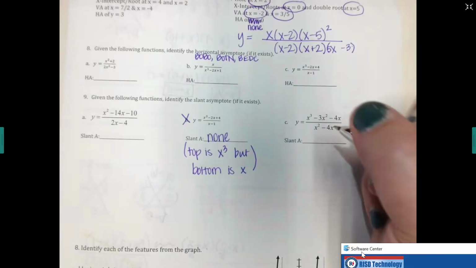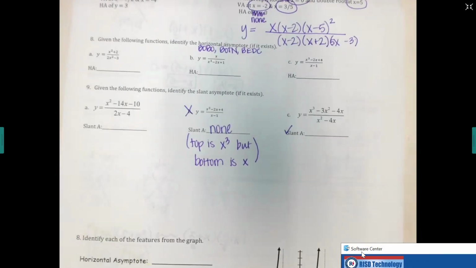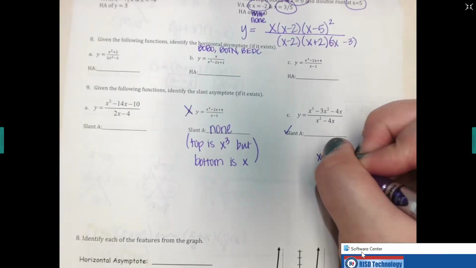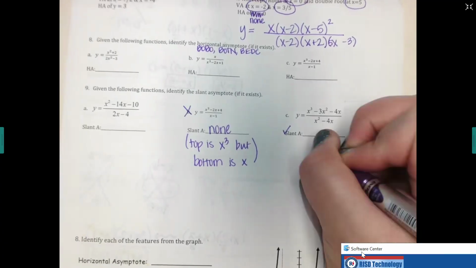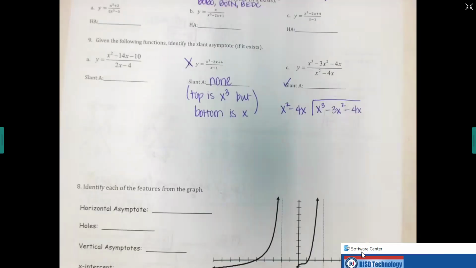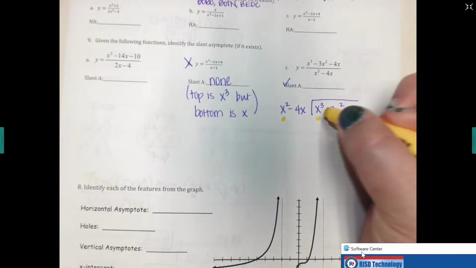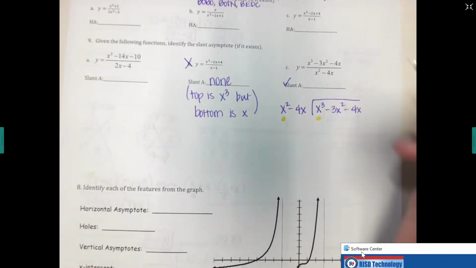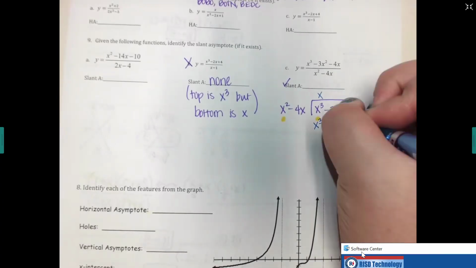Okay, I know that I'm going to have a slant. In order for me to find it, you're doing long division. This is what we learned last class. So I'm going to do X3 minus 3x squared minus 4x. I'm going to divide that by x squared minus 4x. First question, what would I have to multiply my regular x squared by to turn it into an x cubed? X on top. X times x squared is x cubed. X times minus 4x is a minus 4x squared.